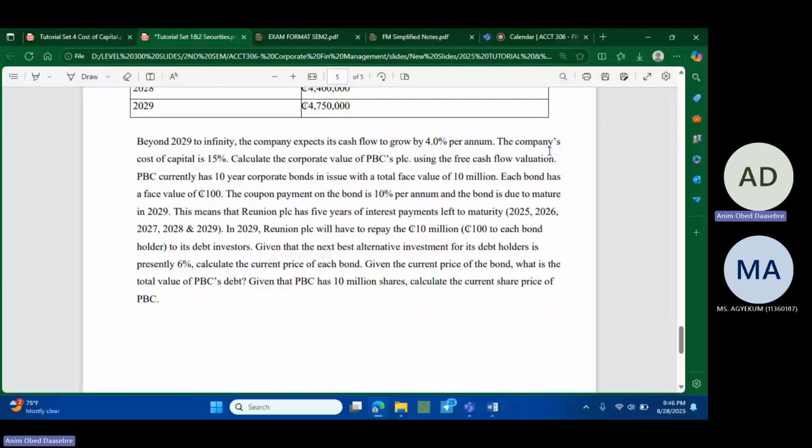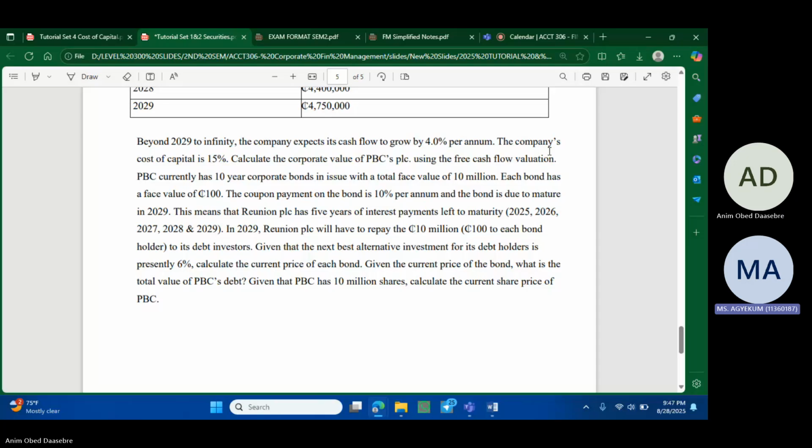Beyond 2029 to infinity, the company expects its cash flow to grow by 4% per annum. The company's cost of capital is 15%. Calculate the corporate value of PBC PLC using the free cash flow valuation.